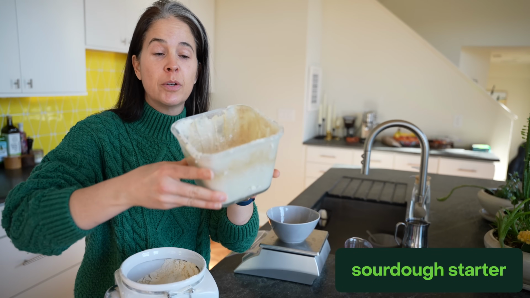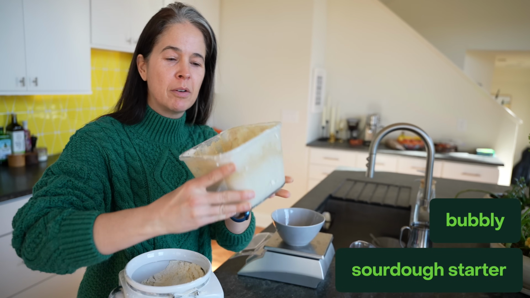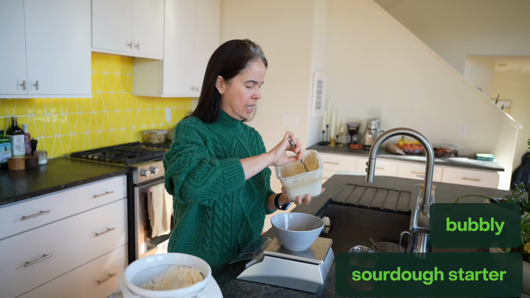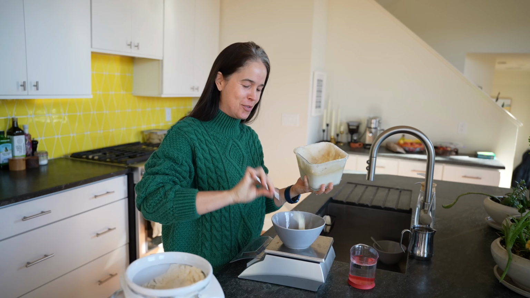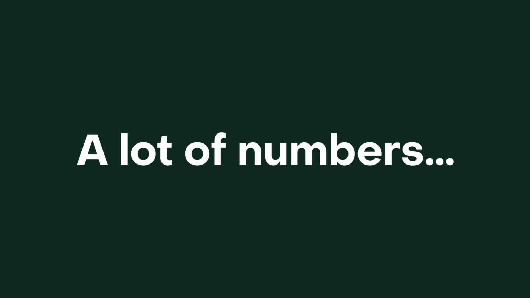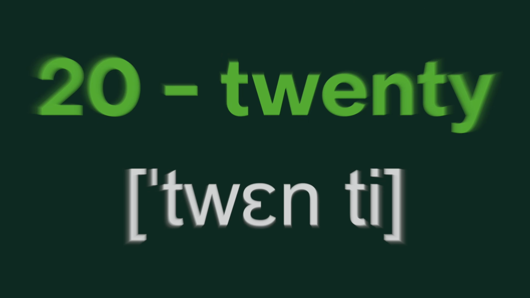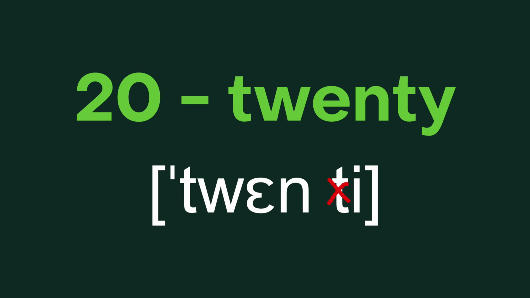Take your sourdough starter, which is all bubbly. I just pulled it from my refrigerator. And I'm putting in, I can never remember if it's 20 or 25. 20, definitely 20. I put in 20 grams. You're gonna hear a lot of numbers in this video, but especially 20. Notice how I don't pronounce that second T in 20. It's very common to drop the second T in this word, so it's not twenty, but it's twenty.